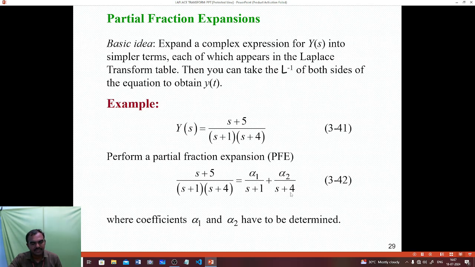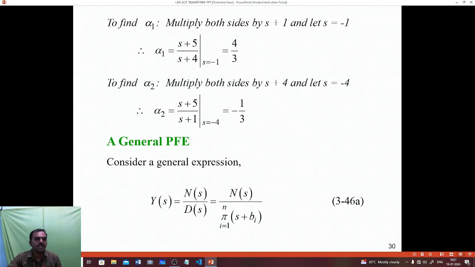How to find alpha 1 and alpha 2? Take the LCM and cross multiply. Setting s plus 1 equal to 0, we get s equal to minus 1, and replace s equal to minus 1; then alpha 2 is neglected and we get the value of alpha 1. After that, take s equal to minus 4 and replace it; then alpha 1 is neglected and we get the value of alpha 2. Okay, so that is that.